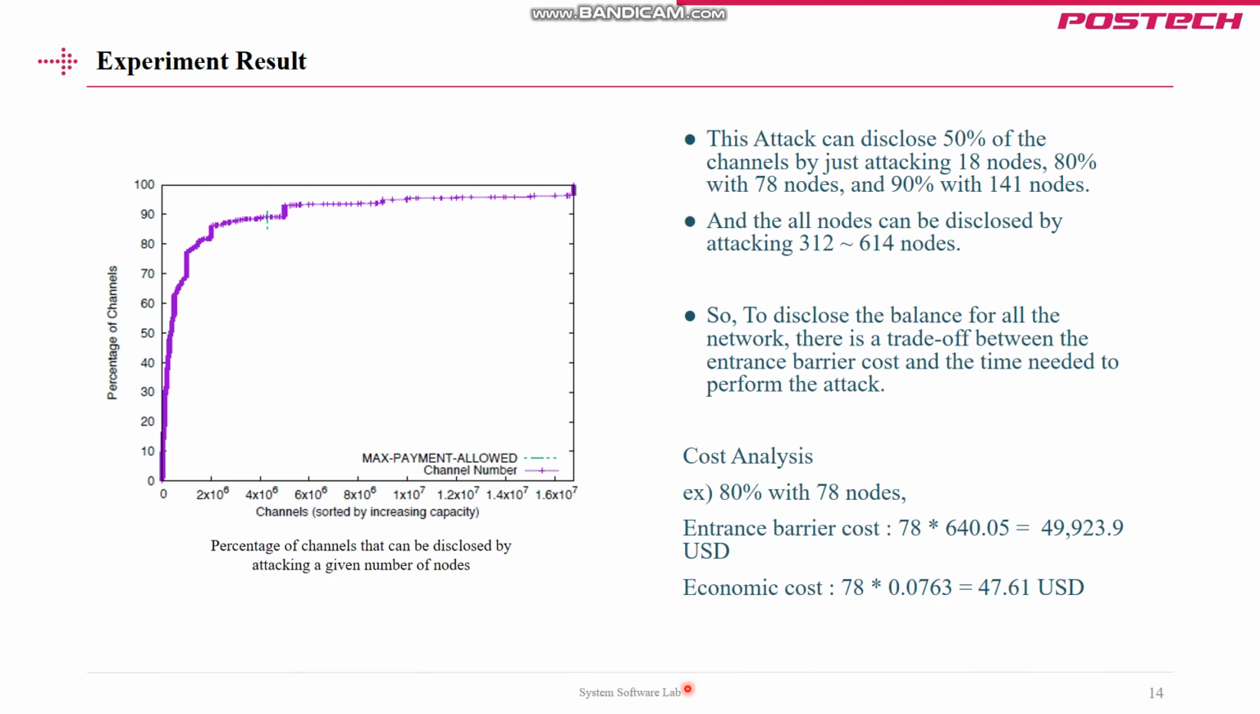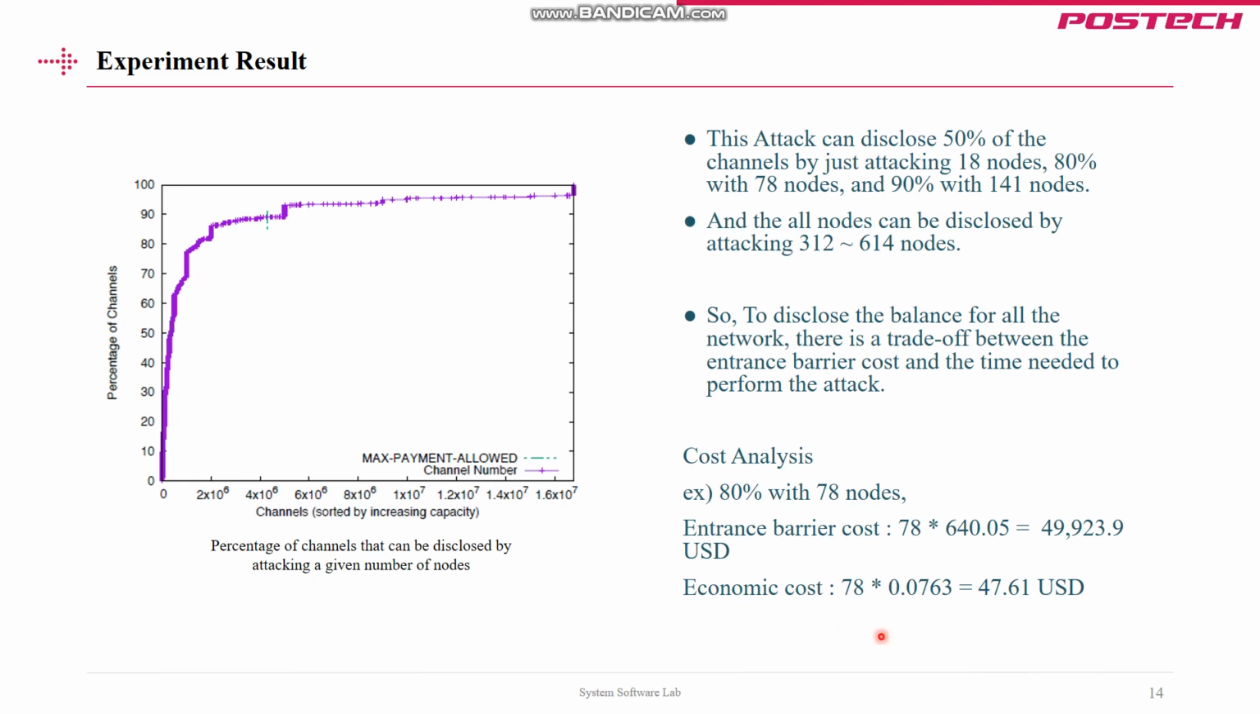Okay, this is the experimental result. The proposed attack can disclose 50% of the channels by attacking just 18 nodes, 80% with 78 nodes, and 90% with 141 nodes, and all nodes can be disclosed by attacking 312 to 614 nodes. So to disclose the balance for the whole network, there is a trade-off between the entrance barrier cost and the time needed to perform the attack.